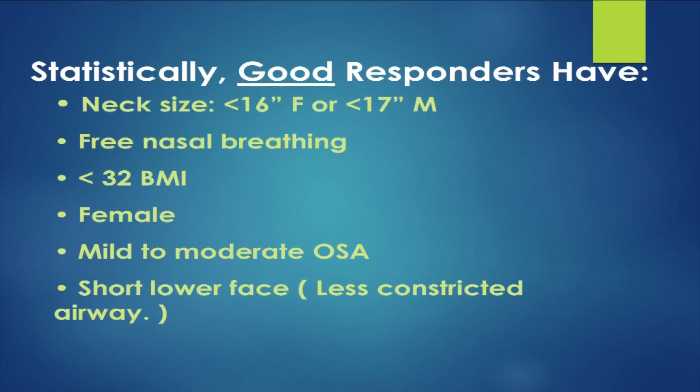To help facilitate determining efficacy of an oral appliance, we have some general guidelines that we can go by. So, statistically, good responders to our oral appliance therapy will have a neck that is less than 16 inches for a female or less than 17 inches for a male. They will have free nasal breathing. Their BMI will be less than 32, which means they're not obese. They may be a female. They were diagnosed with mild to moderate OSA. And they might have a short lower face, which indicates a less constricted airway.